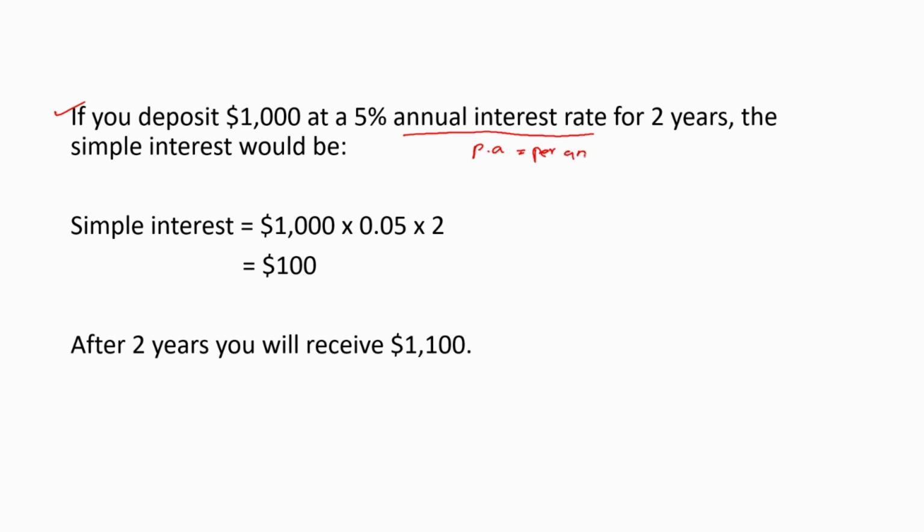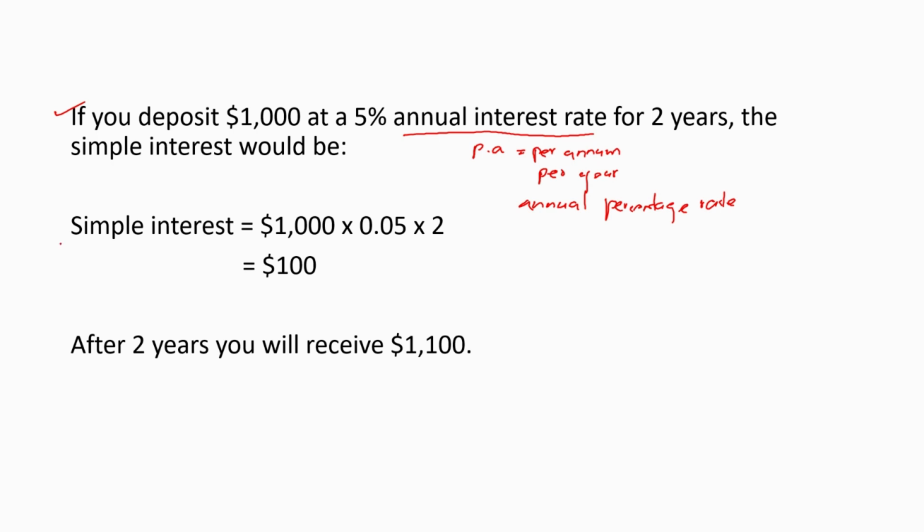Per annum rate also means per year rate, or it is also called the annual percentage rate. All these phrases are describing the same thing, which means the interest rate for a year. Always remember when you are calculating interest, you have to convert the interest rates into a per annum rate.